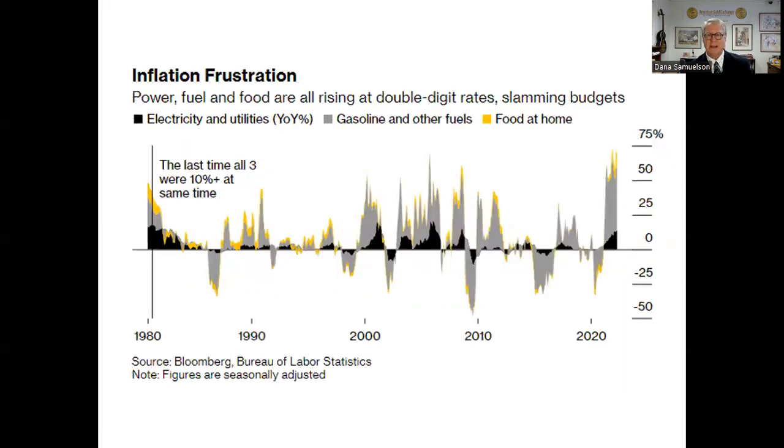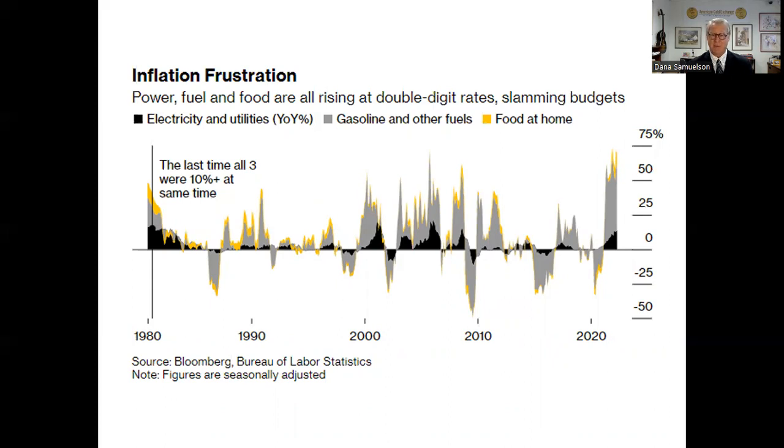And here's a chart from that same story. In black is electricity and utilities. In gray is gasoline and other fuels. And in yellow, food at home. The last time all three were going up at 10% or more at the same time was 1980. And we're back into that same phase now, where all three have been rising at the same double-digit rate.